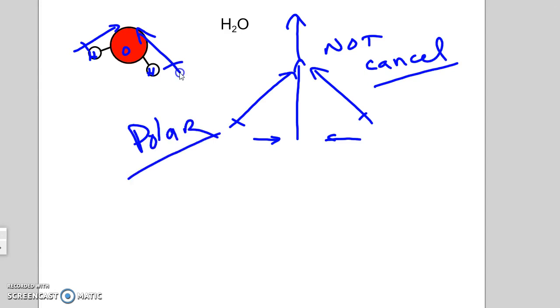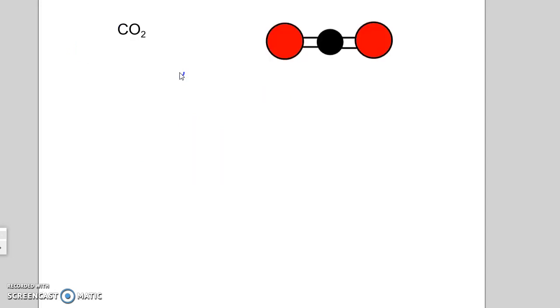And remember that we needed them to not cancel to be a polar bond, so this is a polar bond for this example. For the next example, we're going to use carbon dioxide, and in carbon dioxide you'll notice it's linear, and that's going to change our answer quite a bit versus the water example we just did. First of all, this is carbon, this is oxygen. Carbon being less electronegative than oxygen, we're going to have a dipole this direction.